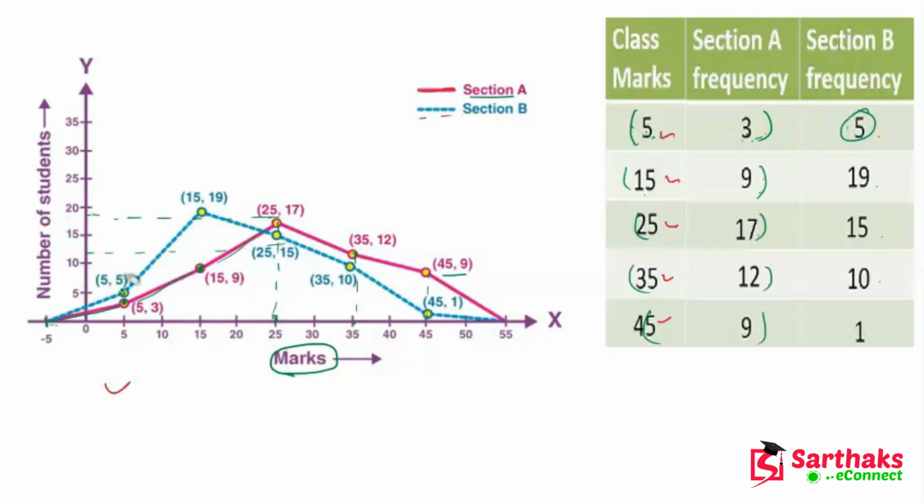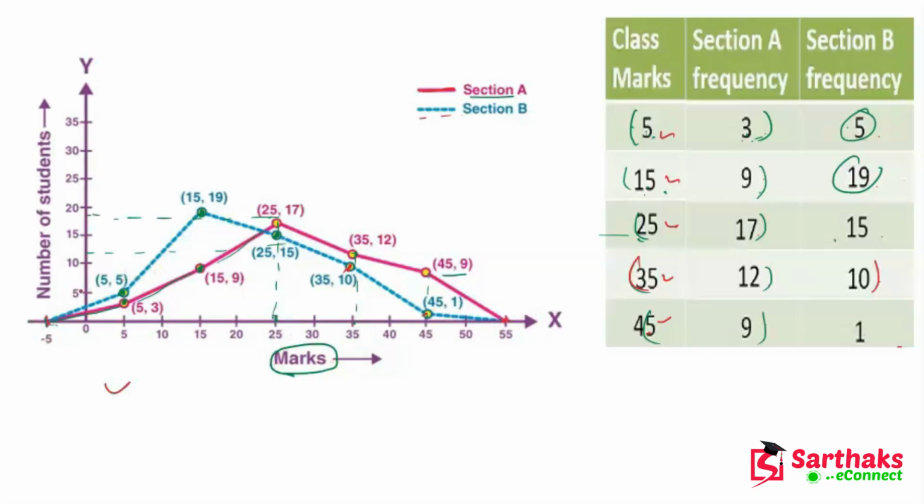So here we get this point like this. Similarly 15 comma 19. So we get the point 15 comma 19. Here is 25 comma 15. So you can see 25 comma 15. And 35 comma 10. You can see 35 comma 10. 45 comma 1. So you can see 45 comma 1, and the last is 55 comma 0. So this is the first point, this is the last point.